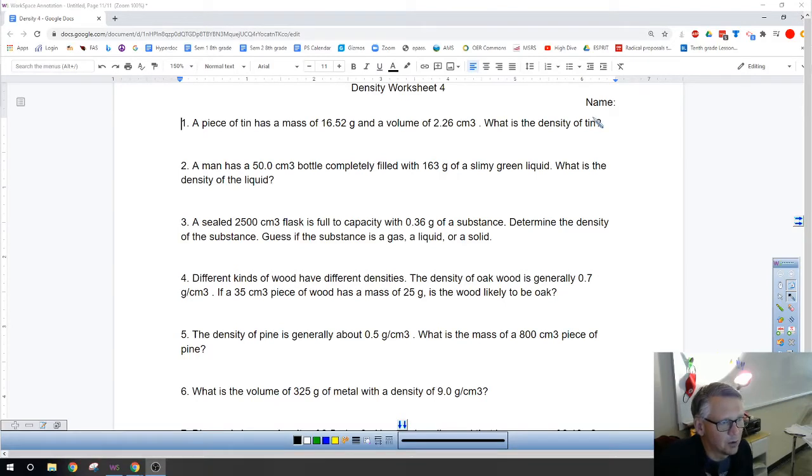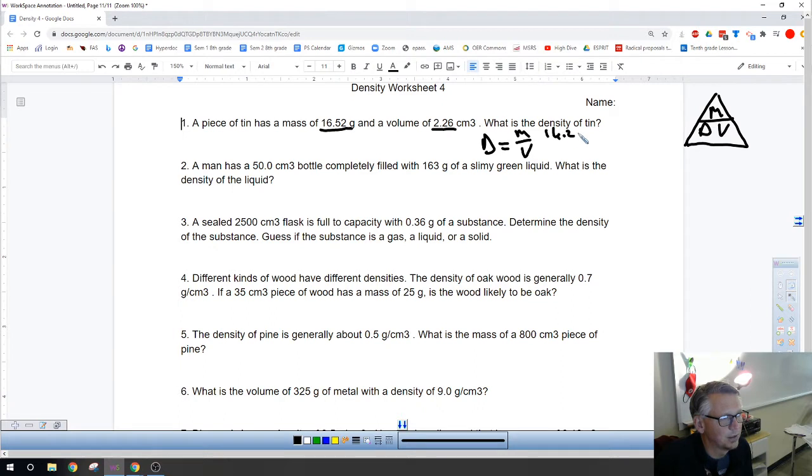Okay, density 4 worksheet. I am going to start off with the density formula triangle. Density is equal to mass divided by volume. A piece of tin has a mass of 16.52 grams and a volume of 2.26 cubic centimeters. What is the density of the tin? Density is equal to mass divided by volume. Our mass is 16.25 divided by our volume of 2.26.